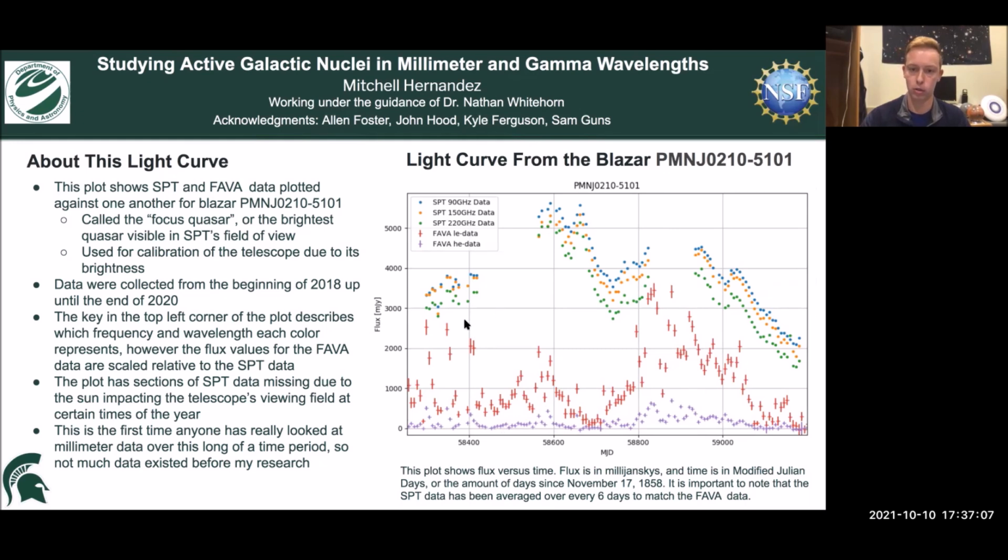It's also important to note that there are these large gaps in the SPT data from when the sun comes through our field of view, and then we can no longer observe during those times. So sometimes the gaps are sort of unfortunate, like when it looks like we missed a peak right here. But generally, we're able to get a full range of data. And so this is the first time that anyone has really looked at this millimeter data over this long of a time frame. And it's also the first time anyone has compared SPT and Fermi data. So this was pretty exciting.